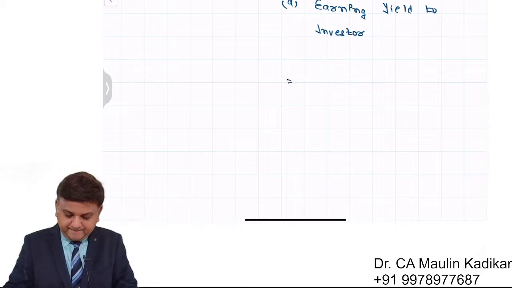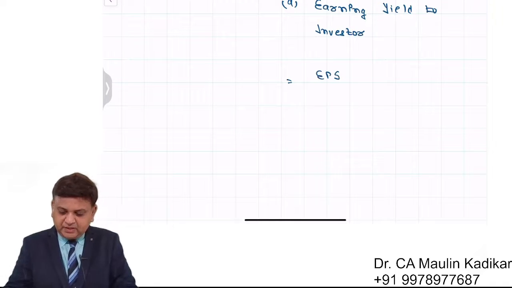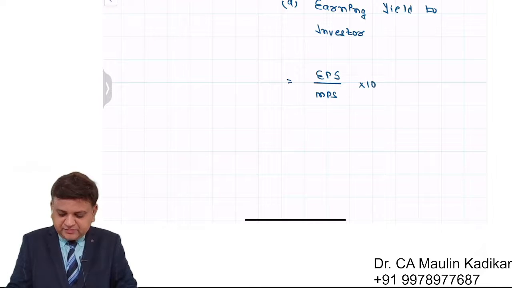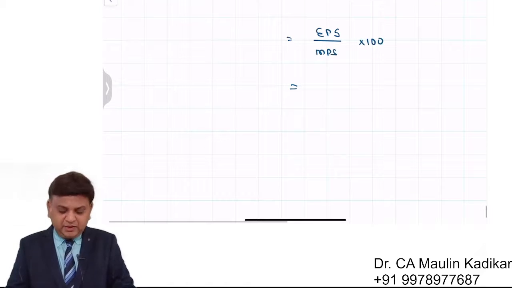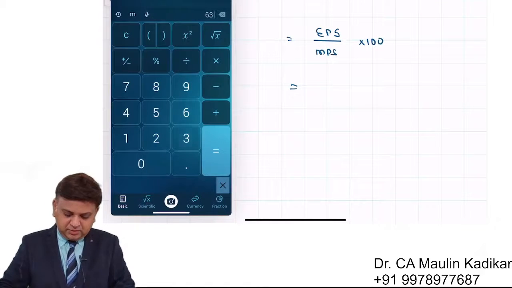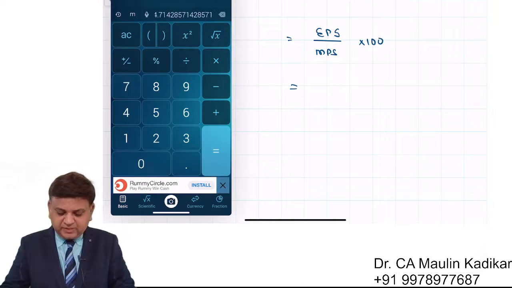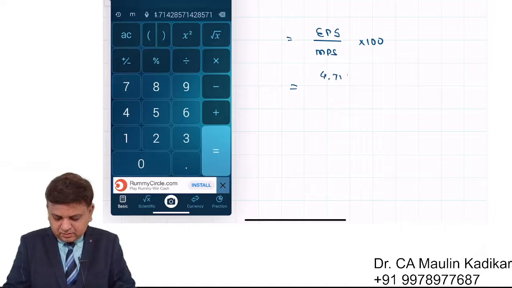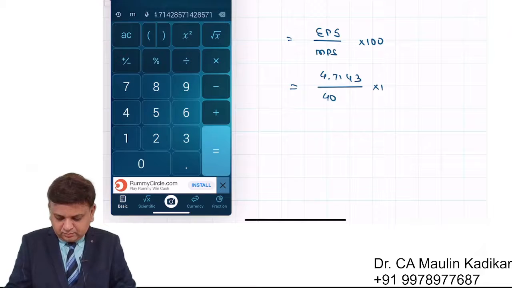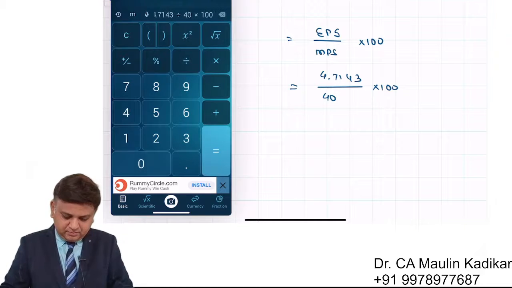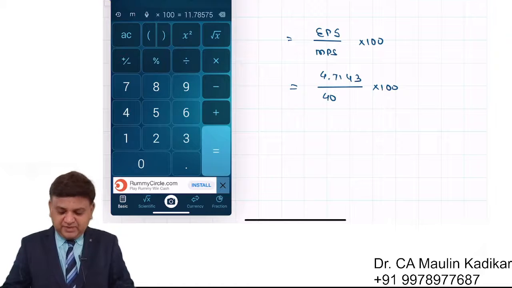In the breakdown, earning per share upon market price of the share into 100. Earning per share we already have calculated. It is 4.7143 divided by 40 rupees into 100. So 4.7143 divided by 40 into 100. That comes to 11.79%.